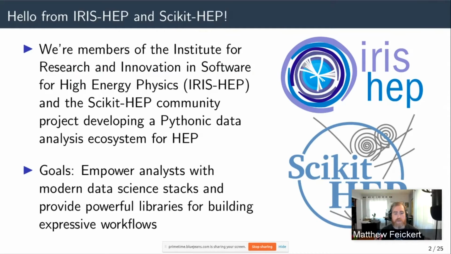And then it also has been an intellectual hub for software development in general, and also a kind of nucleating site for the Scikit-HEP project in general. But both of these projects, we share a common goal across them in that we want to try and empower analysts at the Large Hadron Collider and beyond with modern data science tools, as well as provide them with powerful libraries for building expressive analysis workflows.